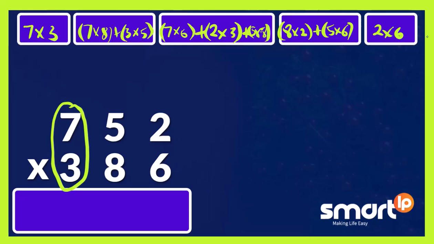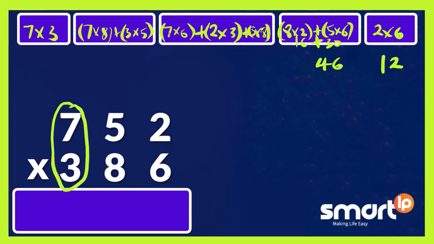So let's write out the result that is given in the boxes. We'll start with the last box. 2 times 6, that's 12. Then 8 times 2, that is 16. 16 plus 5 times 6, that is 30. So 16 plus 30, that is 46.